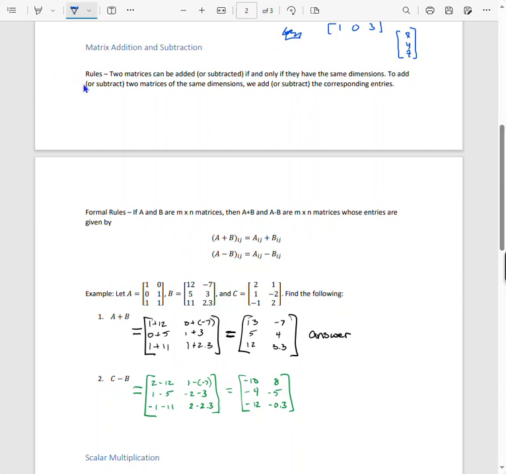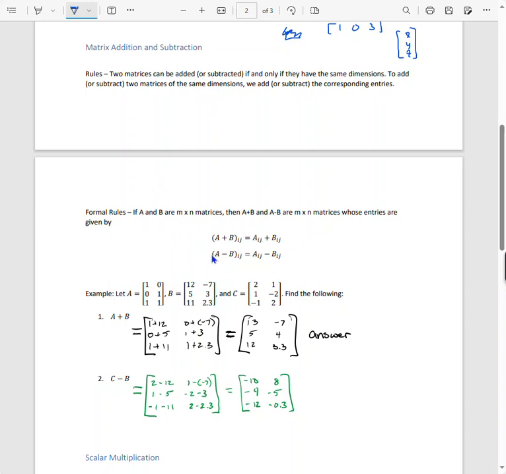First of all, the most important rules. Two matrices can be added or subtracted if and only if they have the same dimensions. So the first thing we always check, always note in any matrix, is what are its dimensions. Now that they have the same dimensions, to add or subtract two matrices, we add or subtract the corresponding entries. Okay, that's what we do.